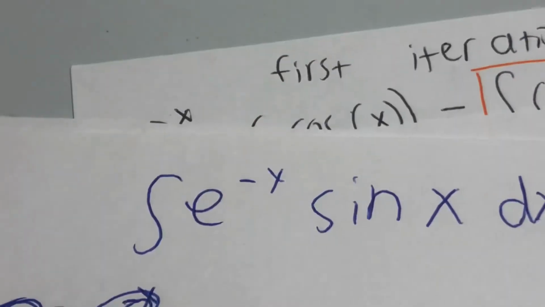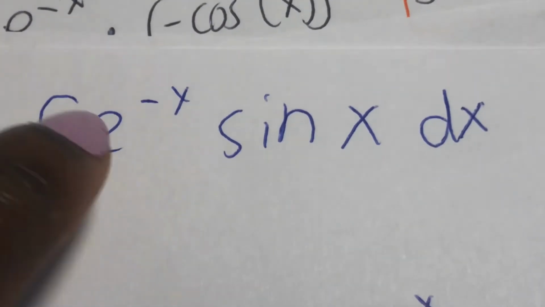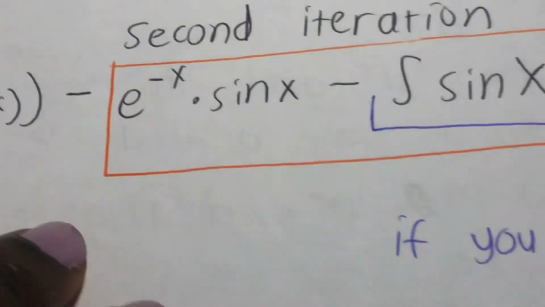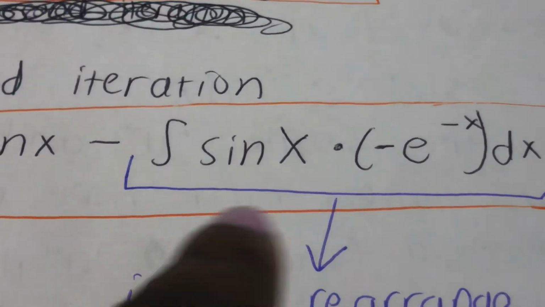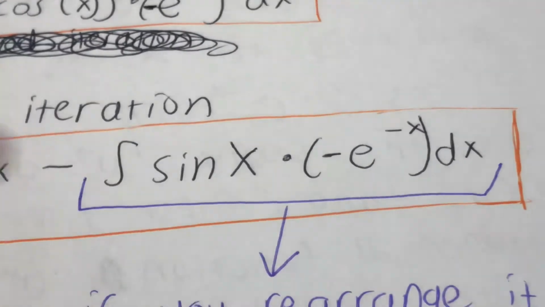Oh, here it is. We started off with this equation, right? Let me zoom in with you. We started off with this equation, the integral of e to the negative x sine x dx, correct? Well, that actually is this equation rearranged, and this is the original integral that we're trying to find.